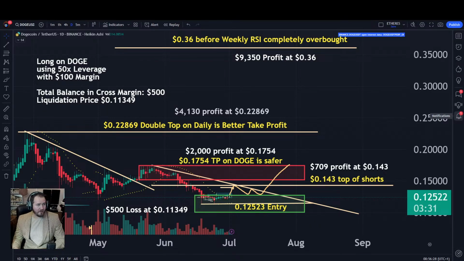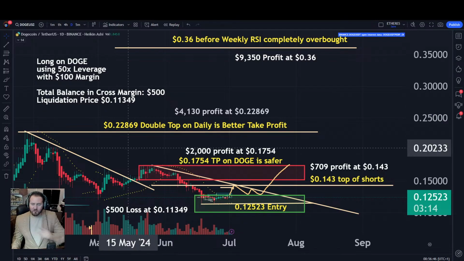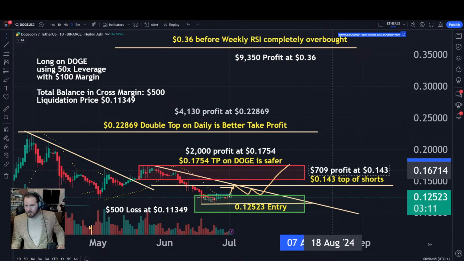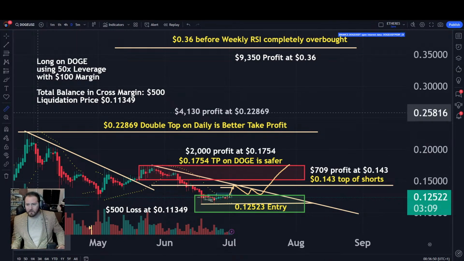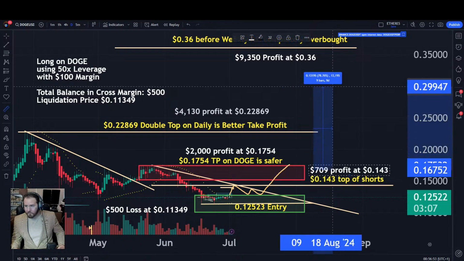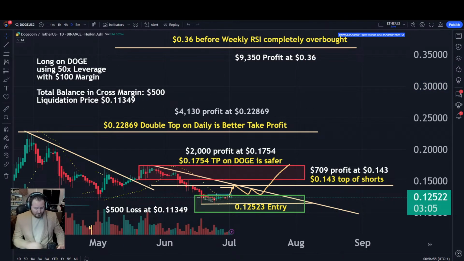Some trades last more than 3 hours. Some trades last 3 weeks. This could take weeks to fulfill for that top one. But the 14.3 could take like 24 hours or less. How many trades taking $700 profit could I make before earning $9,000? I might be able to do this trade 10 times before it even goes to 36 cents. I could stack bags 10 times. So that's another thing to consider when you're trading futures.